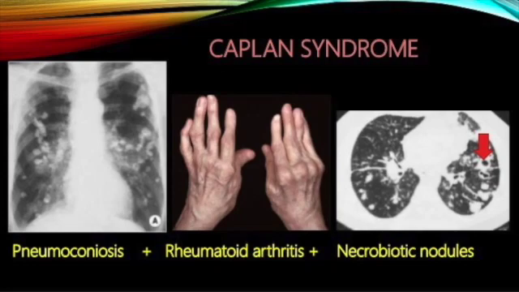So it's important to know with this one, they'll have those lung findings as well as Kaplan syndrome, which is coal worker pneumoconiosis plus RA, rheumatoid arthritis, and this is serologic positive. So Kaplan is coal workers plus RA, rheumatoid arthritis. Chest radiograph will have small nodules in the upper lobes.